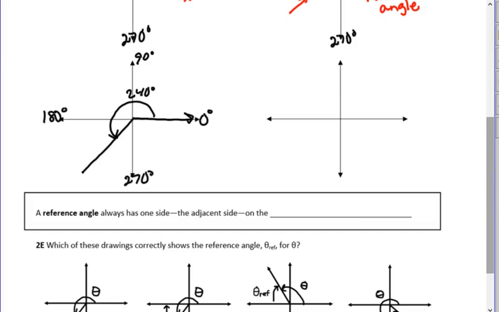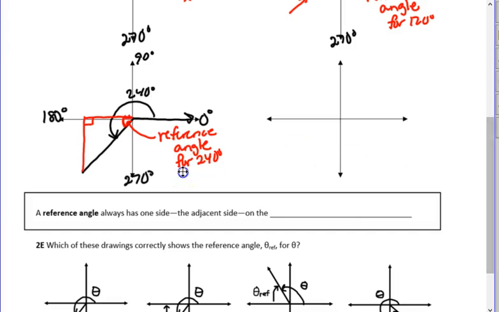Now, once again, I need to make a right triangle corresponding with 240. That right triangle has to have its right angle on the x-axis. So I am going to make my right angle on the x-axis here. And this little angle right here is going to be the reference angle. So this is the reference angle for 240. This was the reference angle for 120. This angle, once again, is 60 degrees.